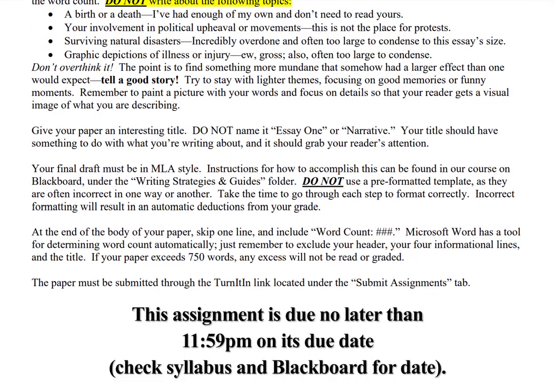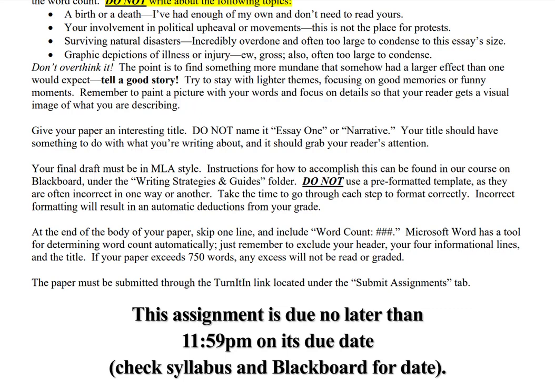Your final draft on this paper has to be in MLA style. If you don't know how to do that, look in the Writing Strategies and Guides folder on the Resources tab because it has lots of information there on how to do it. I strongly recommend that you do not use a pre-formatted template as they often have something or other incorrect. Most notably, the one in Word for MLA compresses the font in the title in an unnecessary way and it looks funny, and yes, I can see the difference. Please do not use a template. Take the time to go through each step and learn how to format it correctly yourself. Incorrect formatting will result in automatic deductions from your grade.